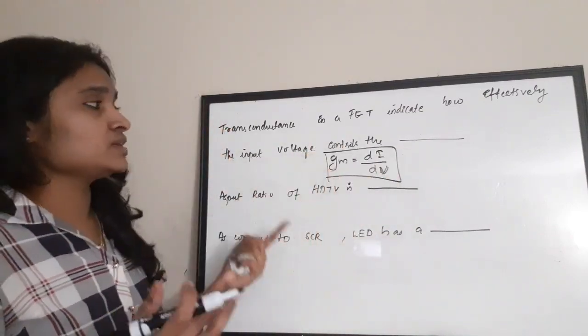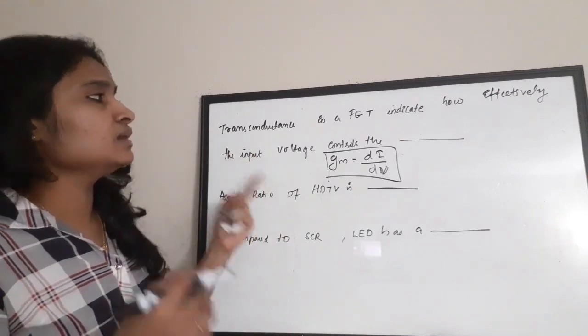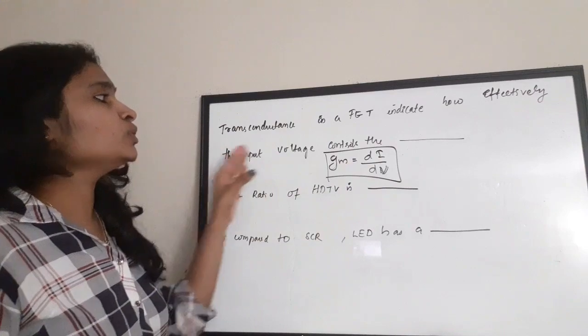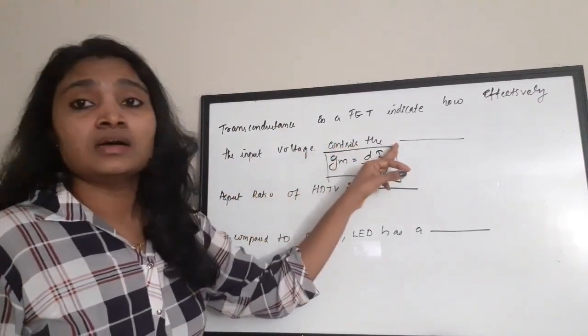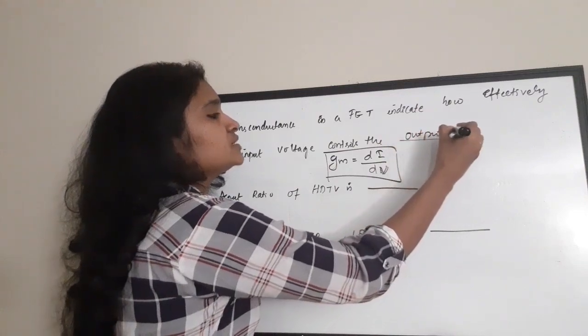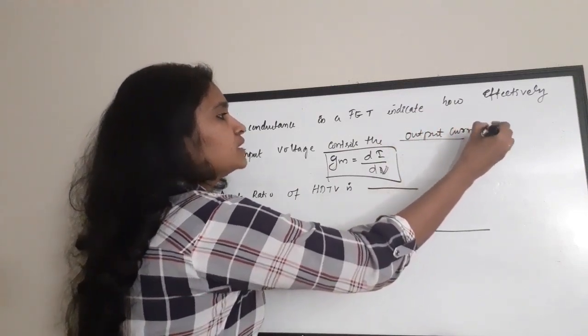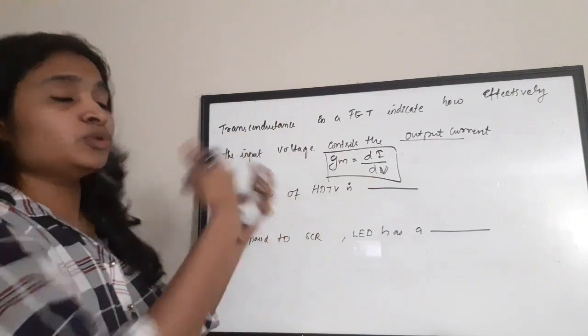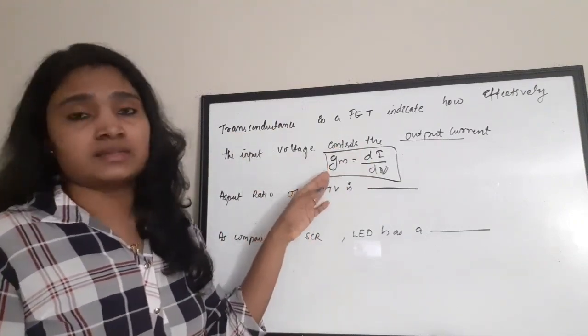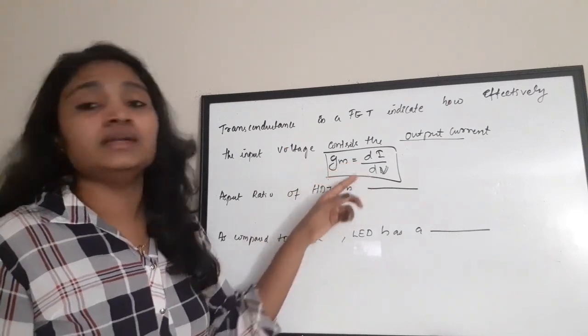I'll read out the question once again. Transconductance in a FET indicates how effectively input voltage controls the output current. The answer is output current. So this relation between the output current and input voltage is represented using transconductance, where gm is equal to dI by dV.